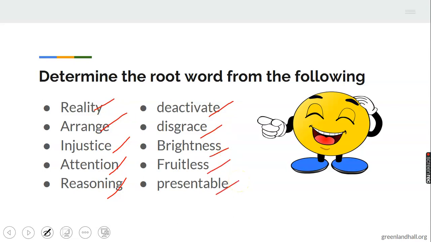I want you to do it, snap it, and send it to my email, or you send it to my WhatsApp. I'll be expecting it.